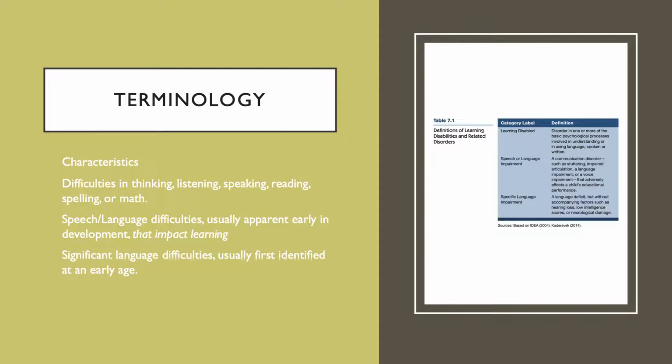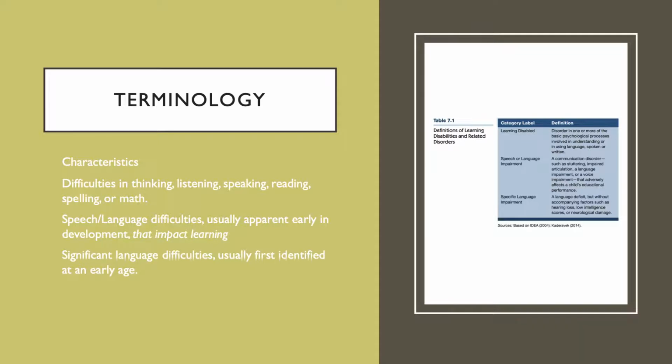And we have to remember that we can only qualify kids when their academics is affected, when we can show that their educational performance is affected as a result of this disability, a learning disability, a speech or language impairment, or a specific language impairment, which are different. A learning disability is what I think you all already probably know, just any difficulties in thinking, listening, speaking, reading, spelling, or math. It's pretty broad.